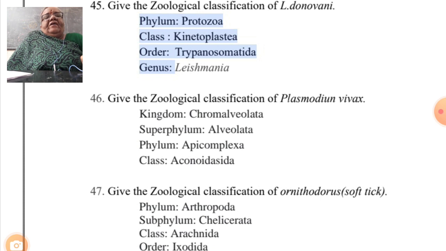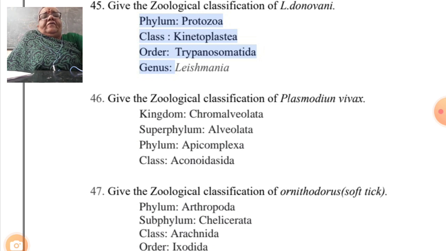Okay. Then there is one more protozoan, that is Plasmodium vivax. You know that Plasmodium causes malaria. So here the classification goes like this: kingdom Chromovelata, subphylum Alveolata, phylum Apicomplexa, class Aconoidasida, okay, genus Plasmodium, and species vivax.